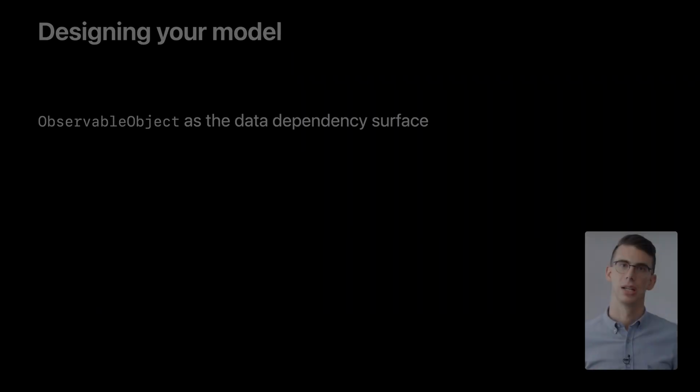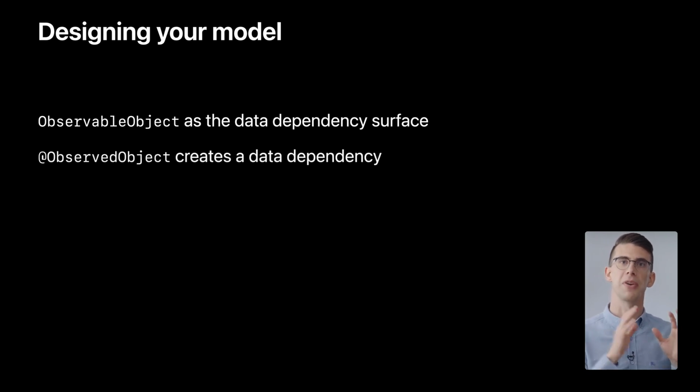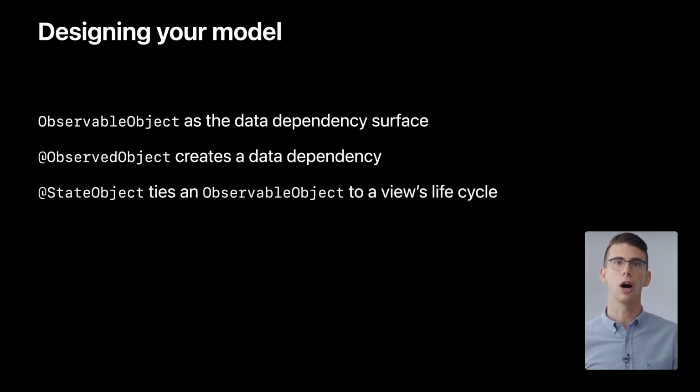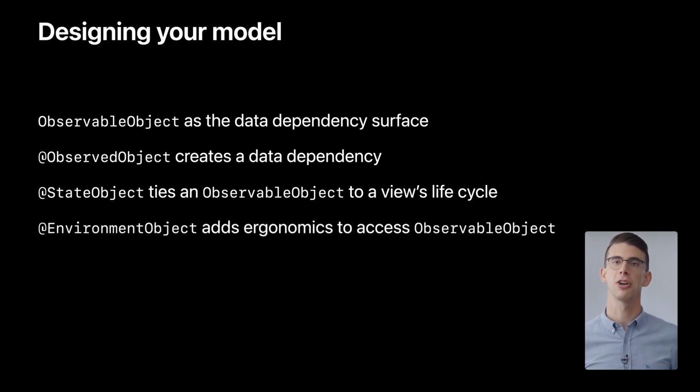In this part of the talk, we have seen how to design your model using ObservableObject and how SwiftUI provides all the fundamental primitives that you can use to build the best architecture for your needs. We have seen how to create a dependency between a view and a piece of data, how with the new StateObject property wrapper, you can tie the lifecycle of an observable object to a view. And finally, how EnvironmentObject gives you the convenience to flow observable objects in your view hierarchy.